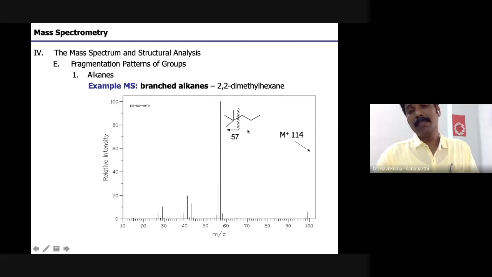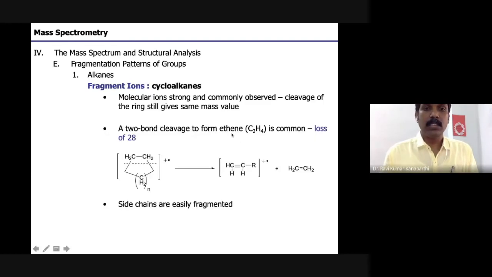But then you can see why this is favored, because if something is cleaving here, this entire fragment will leave as a radical, leaving the other one with a positive charge. We know that the tertiary carbocation is more stable than the primary and secondary. Therefore, this cleavage is most favored compared to the cleavage here or here or here. Okay, so that is the way it is.